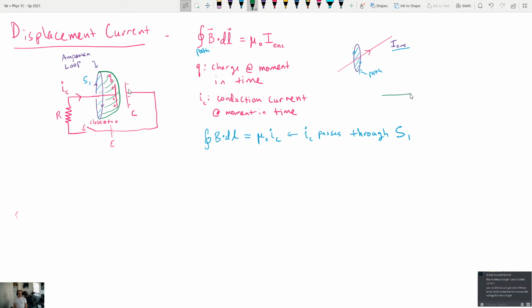We have current coming in here, capacitor plate, and now our surface, so here's the path, and we're creating a surface that basically goes around, like this. Does that make sense? Like a little bowl that you put around the capacitor. But it's open on one side. Does that make sense? Yep.